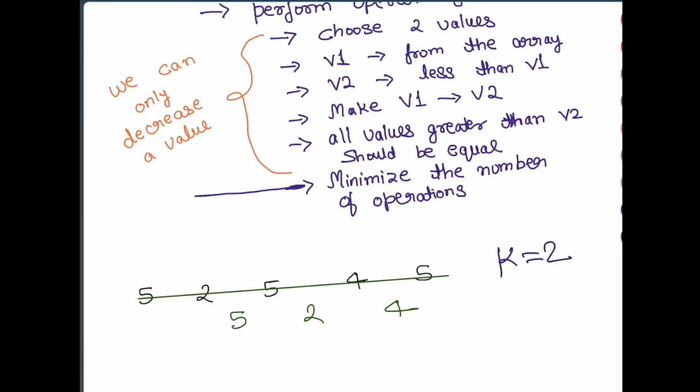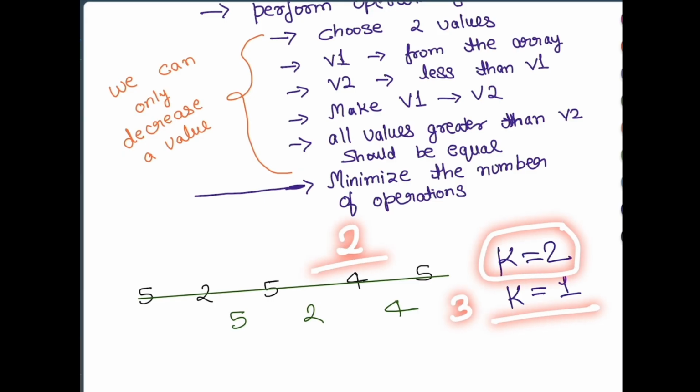And let me take one more input. What if the value of k is equal to 1? Now here what you can understand is, if the value of k is 2, the output is going to be 2. And if the value of k is 1, the output is going to be 3. I will tell you why.